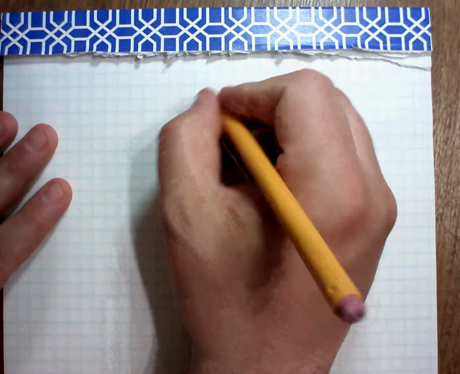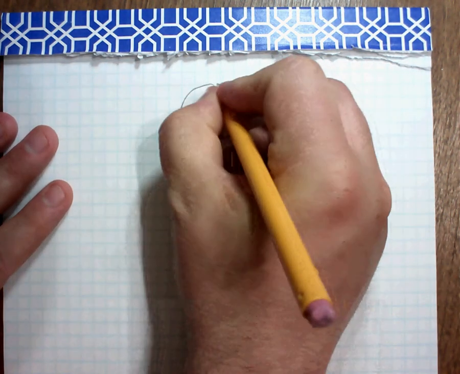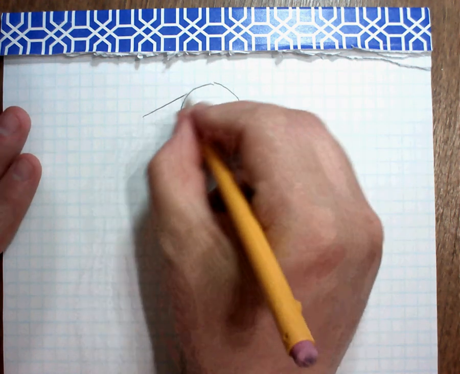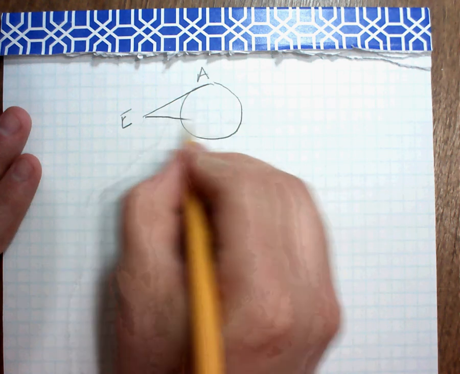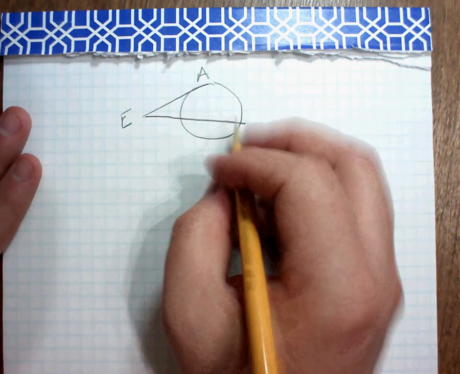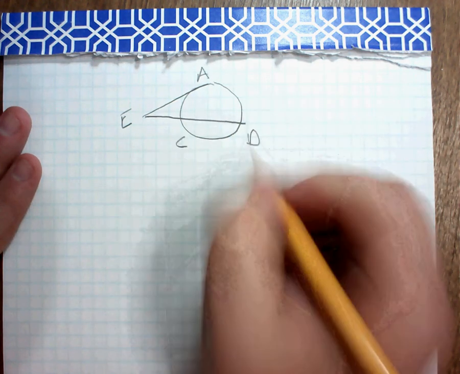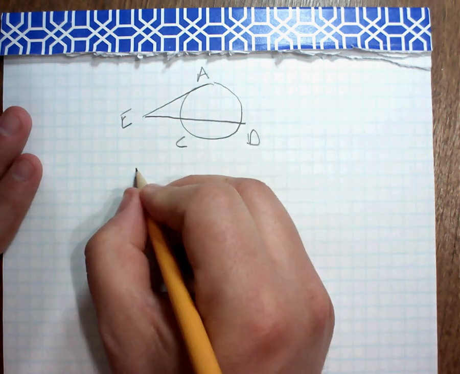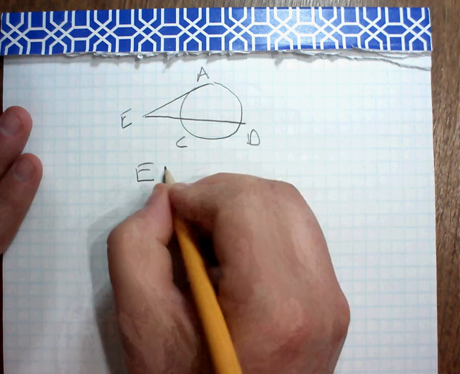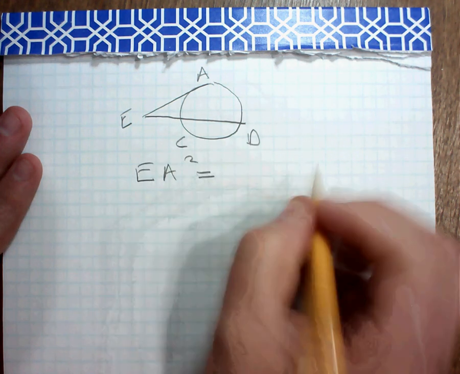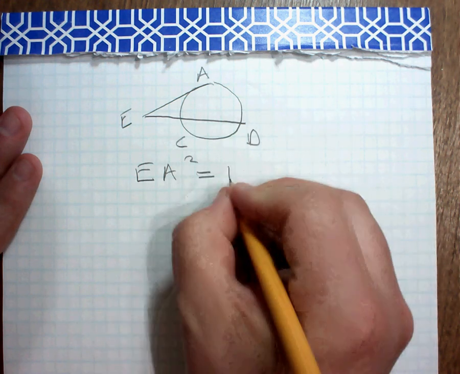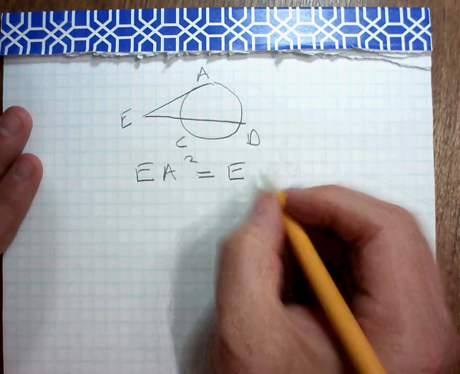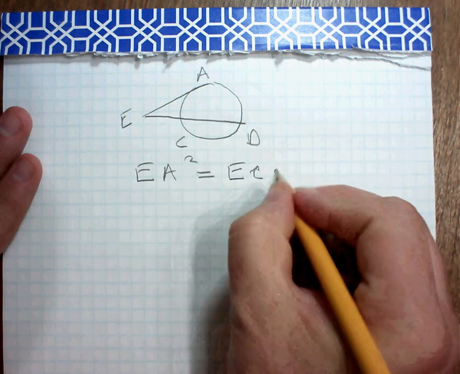So for example number 3, we have a similar situation. I have a tangent segment from E to A, and then I have a secant segment from E to C to D, and that relationship would be EA squared is equal to EC times ED.